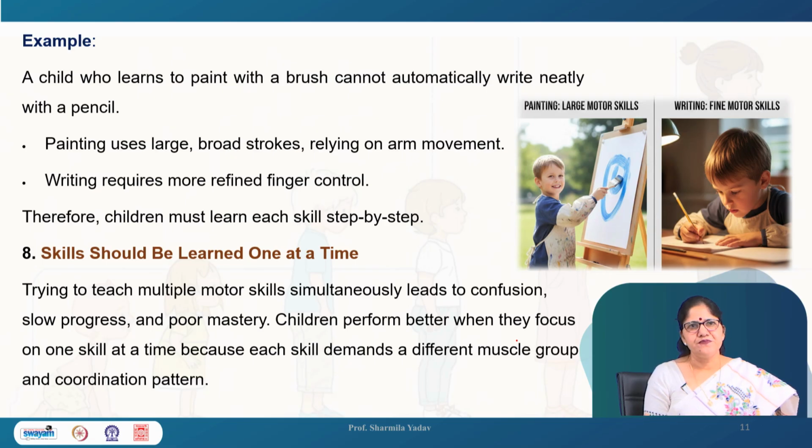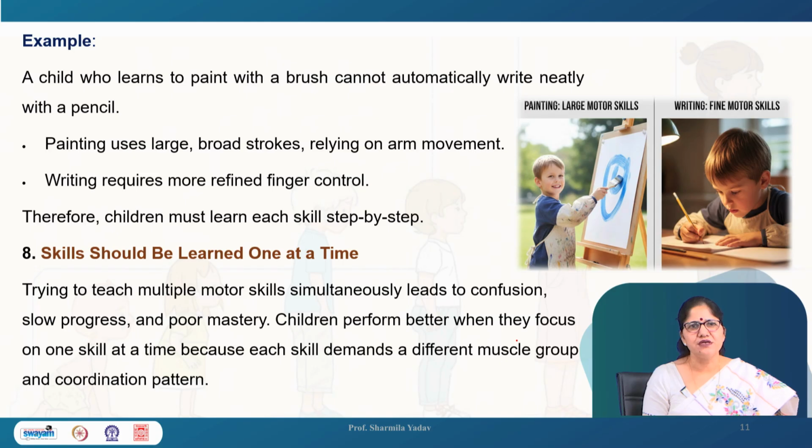For example, a child who learns to paint with a brush cannot automatically write neatly with a pencil, because painting uses large, broad strokes relying on arm movement. Writing requires more refined finger control. Therefore, children must learn each skill step by step and individually.